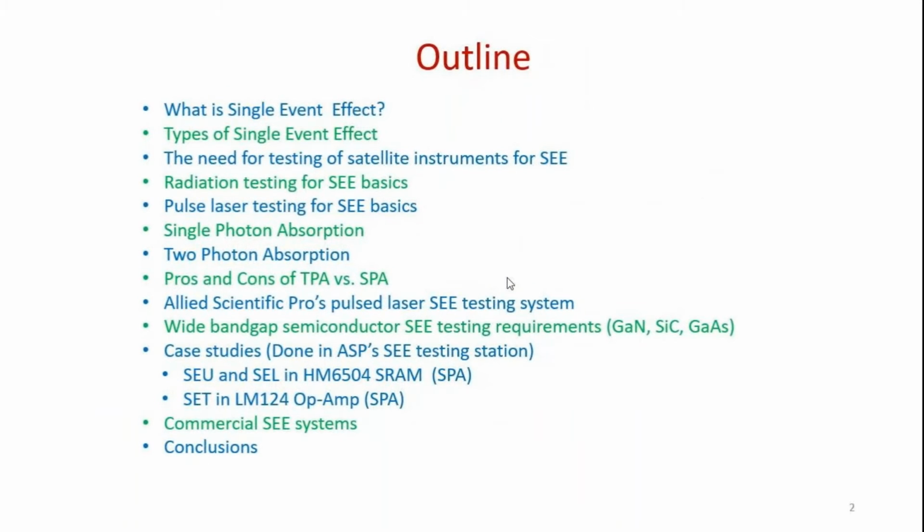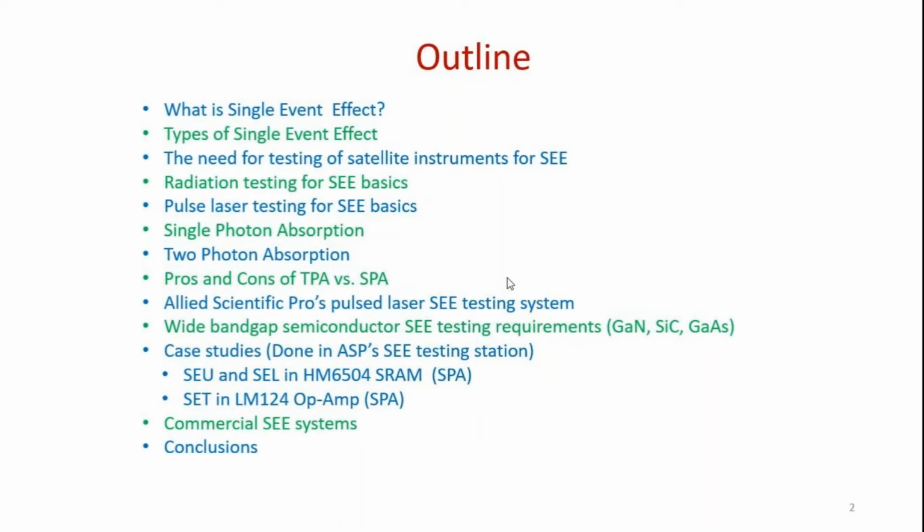So let's move on and look at the topics that we are discussing today. The outline of the talk: I'll talk about the principles of single event effects and the different types of single event effect, the destructive and non-destructive, or you can call it soft and hard errors, and what is the need for testing of satellite instruments for SEE prior to launch. Then I'll talk a little bit about the radiation testing for SEE, and then I'll move on to the optical testing, which is the pulse laser testing. That is classified into single photon absorption and two photon absorption, and then I will compare TPA versus SPA.